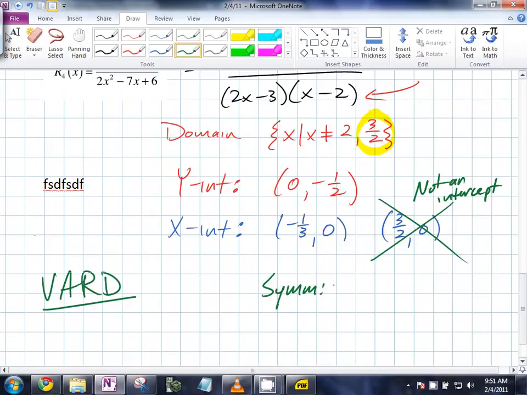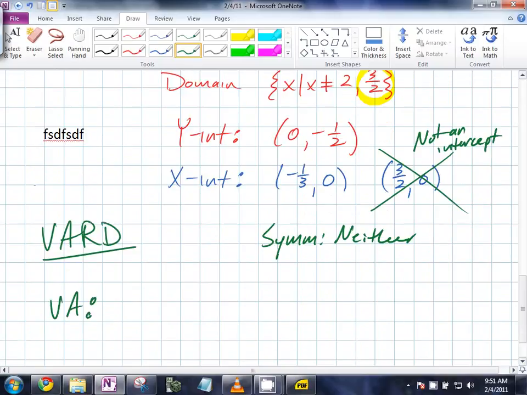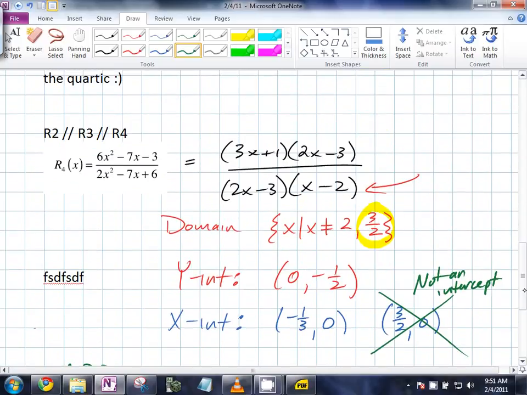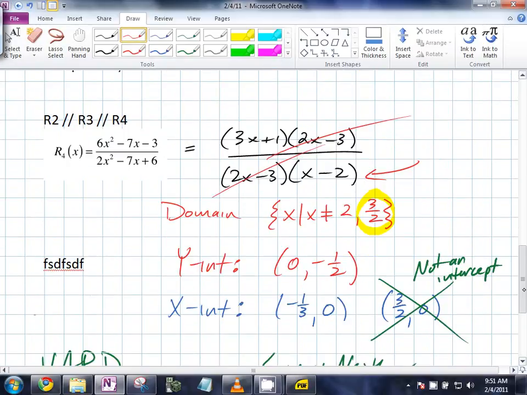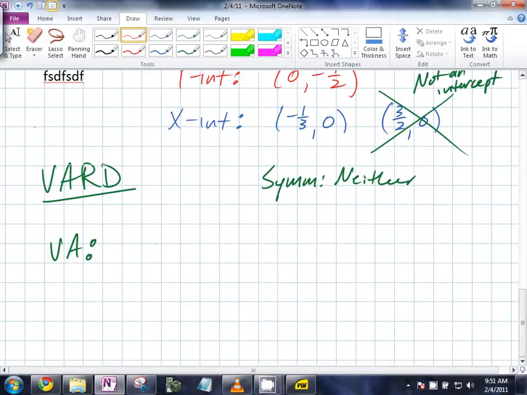So again, VARD, vertical asymptotes. You have to fully simplify to find the vertical asymptotes. In order to fully simplify this, you need to factor. What cancels? 2x minus 3. So can someone tell me what is the only vertical asymptote? 2. A vertical asymptote is a line. It is a vertical line. When I ask you where a vertical asymptote is, or what the vertical asymptote is, you would need to say x equals 2. You can't say 2. 2 is not a line.